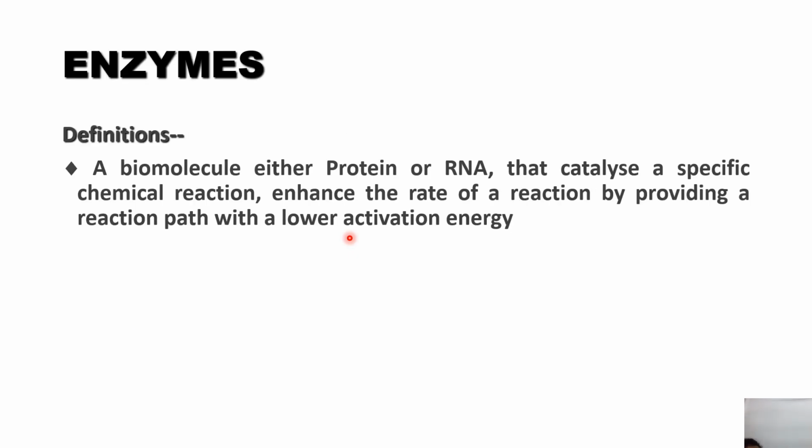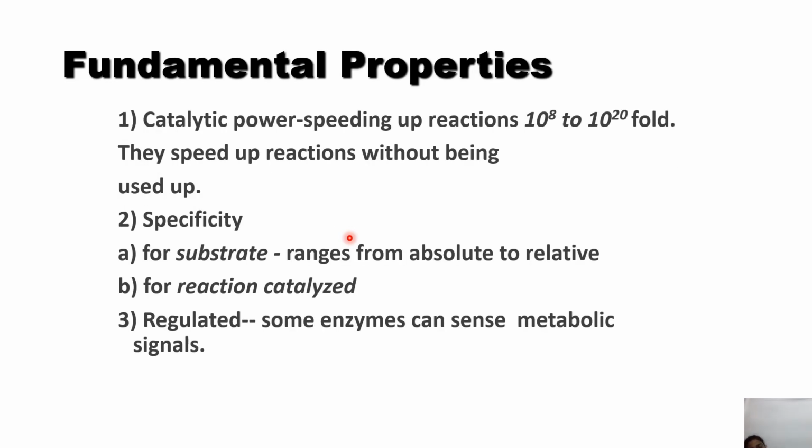So we'll start with a little bit about enzymes and why they need cofactors. A biomolecule, a protein or RNA, that can catalyze a specific chemical reaction, that is, enhance or speed up the rate of reaction by providing a reaction path with a lower activation energy, can be called an enzyme. So the catalytic power can speed up reactions 10 to the 8, even 10 to the power 20 fold. But they do not get used up themselves.